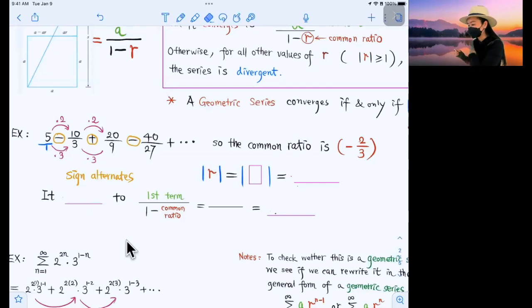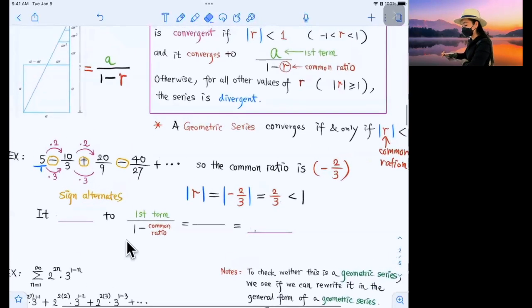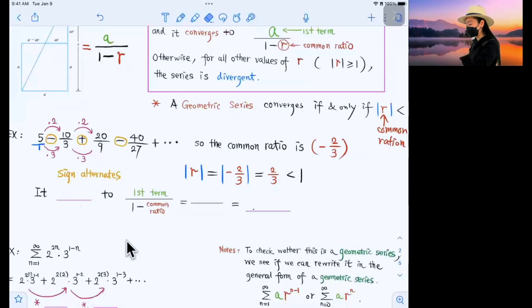Now let's take the absolute value of this common ratio, which is equal to 2 over 3. Comparing to 1, it is what? Less than 1. So according to the result we just found, is this geometric series convergent or divergent? It converges. And what does it converge to? The first term is 5.